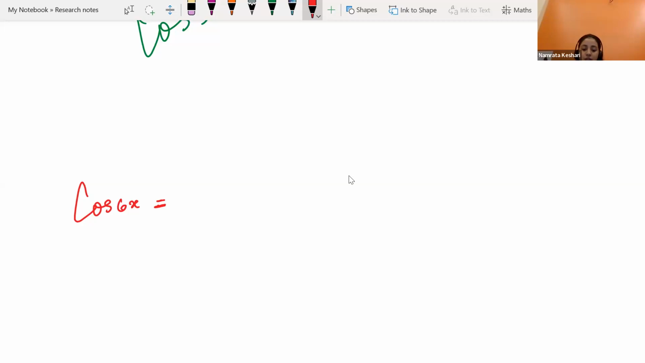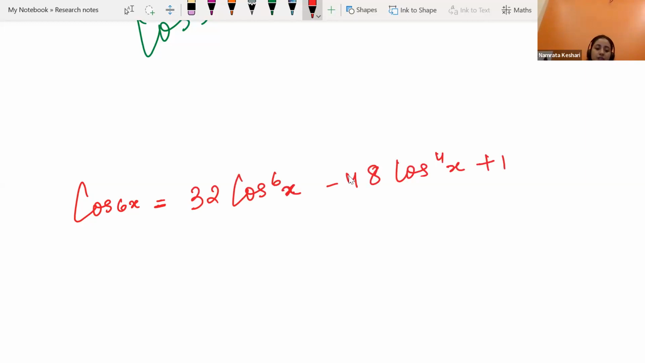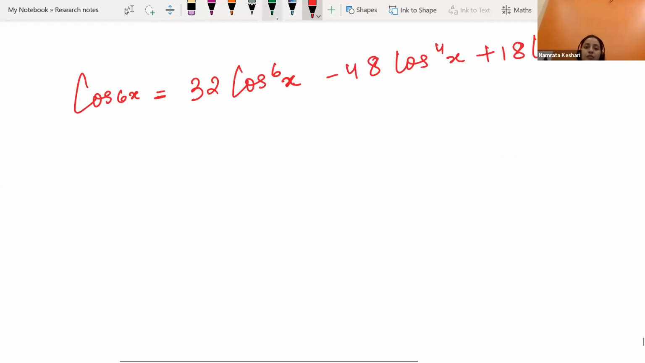In class 12, this trigonometric formula will keep on coming, and you have to keep it in one place. Of course, you have to memorize all the formulas, and also keep them in one place. So this is what we have: minus 48 cos to the power 4x plus 18 cos square x minus 1. This is the last question. In between, if you solve any question and get stuck, let me know. We'll take it in class.